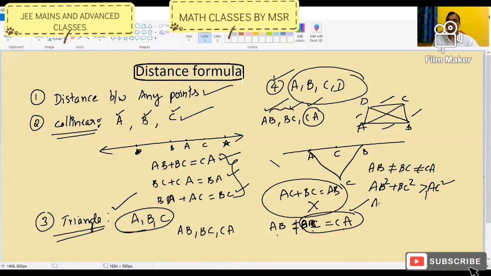If AB square plus BC square is less than AC square, or BC square plus CA square is less than BA square, then we can say that ABC forms an obtuse triangle. Otherwise, if the sum of the squares of any two sides is greater than the square of the third side, we can say that the triangle is an acute triangle.